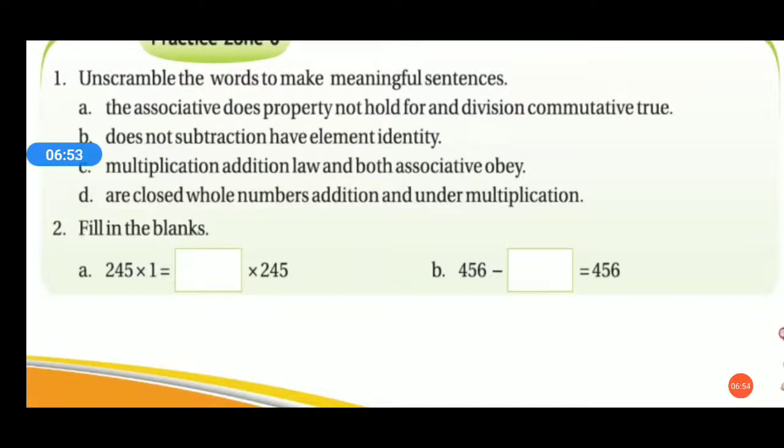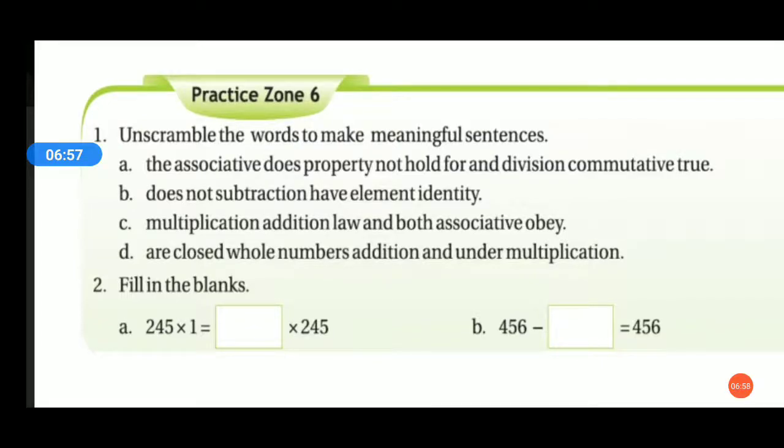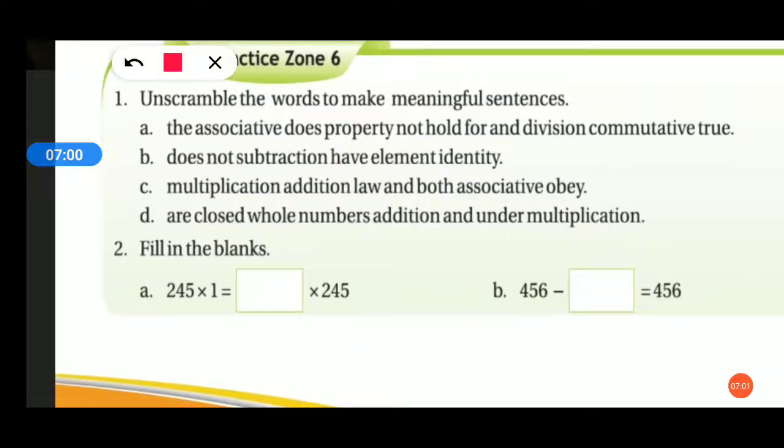You try to solve practice zone 6, first question alone, students. For the second question, I will give an example. Try to solve practice zone 6 first question and then see the second one. 245 into 1 is nothing but dash into 245. When 1 is multiplied with 245, the answer will be the same. So here the answer is 1. See here, 456 minus what is equal to 456? 456 minus 0 is 456. This is just a fill in the blanks example. This is all about the multiplicative identity and additive identity.